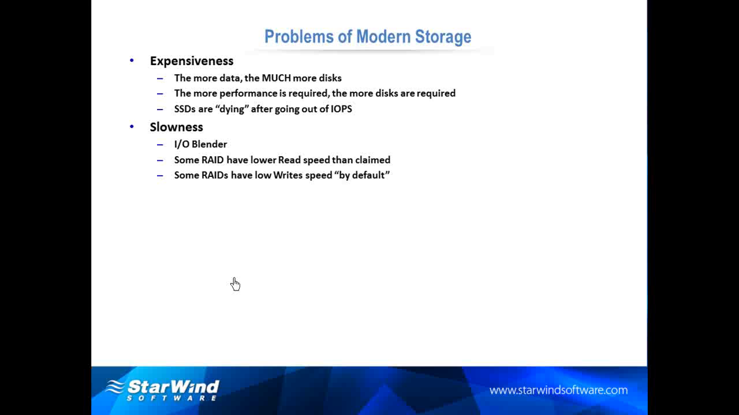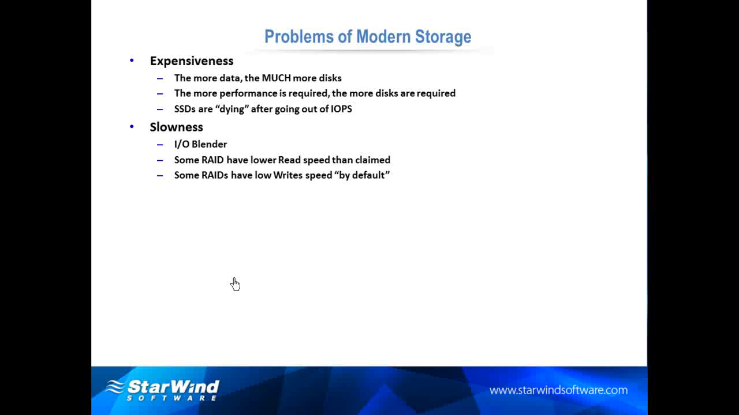When talking about slowness, number one of slowness problems is the IO blender effect caused by multiple small random blocks, maybe even not small blocks, with maybe even different sizes, that are writing to the SAN in a random way. That is number one.